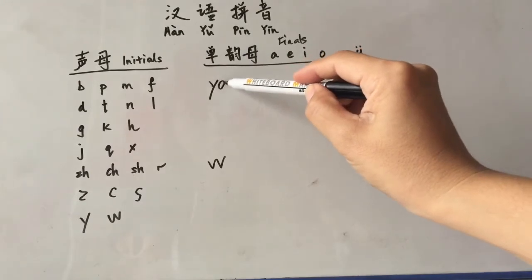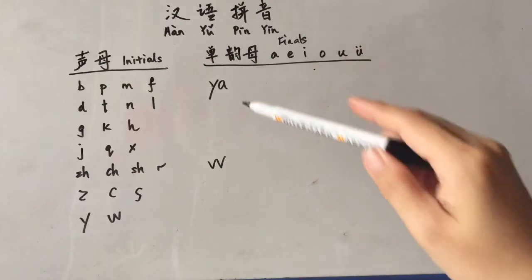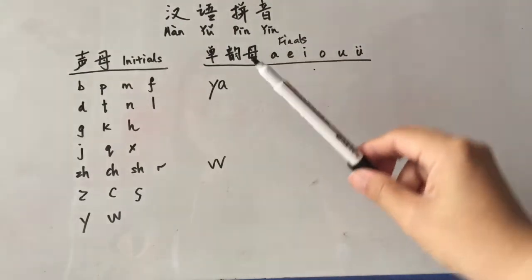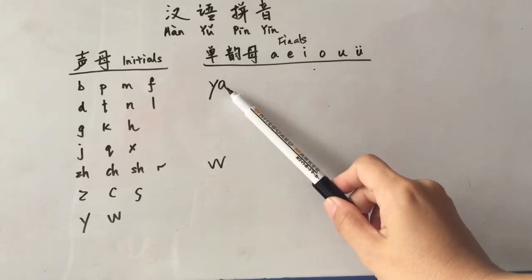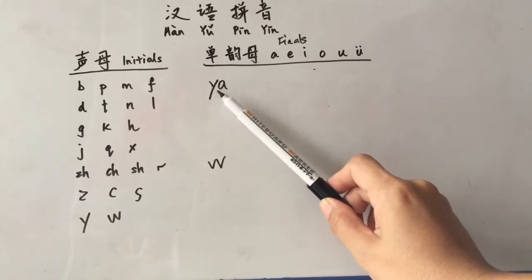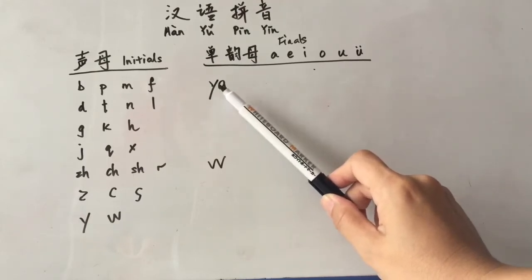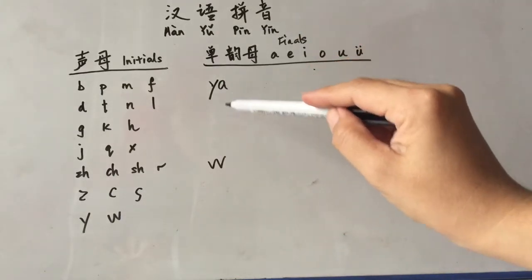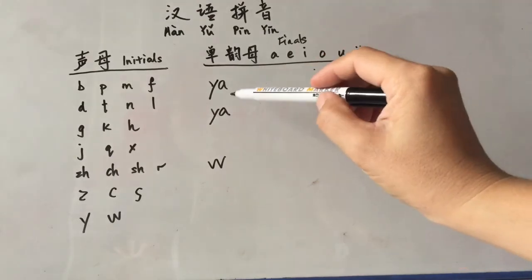Y and A is ya. You don't have to remember why it is ya. You just try to make the sound. Let's say Y, A, Y, A, Y, A, Y, A. And make it faster: ya, ya, ya, ya. So it will become ya. Okay. Ya, ya, ya, ya. Now let's try to put the tone on top.